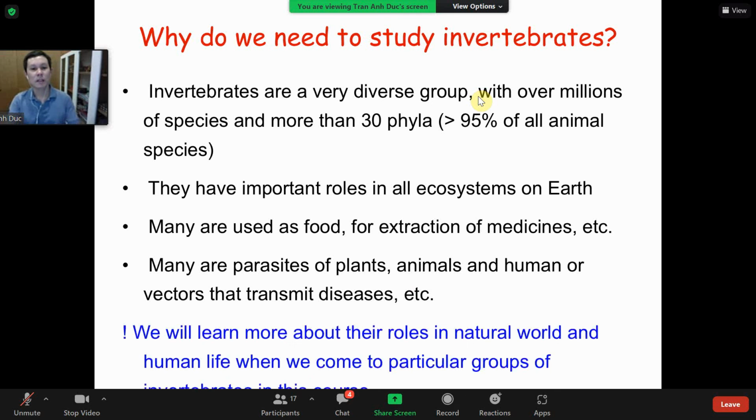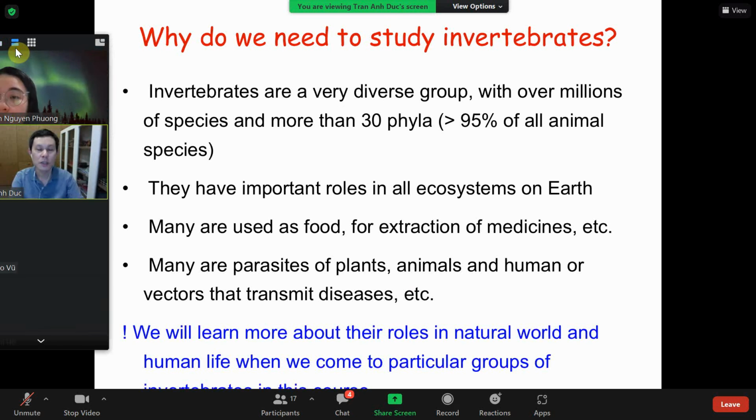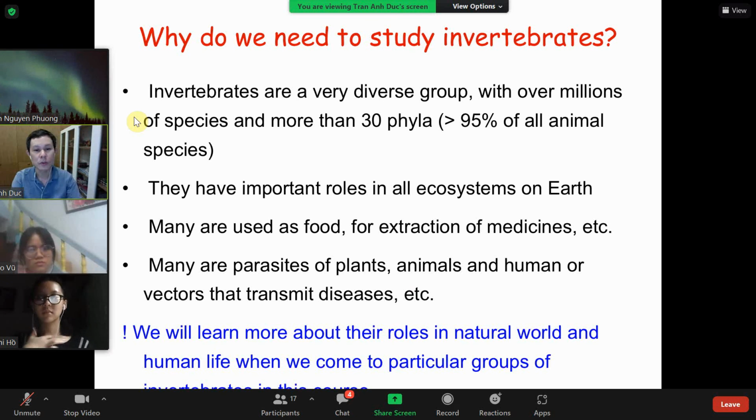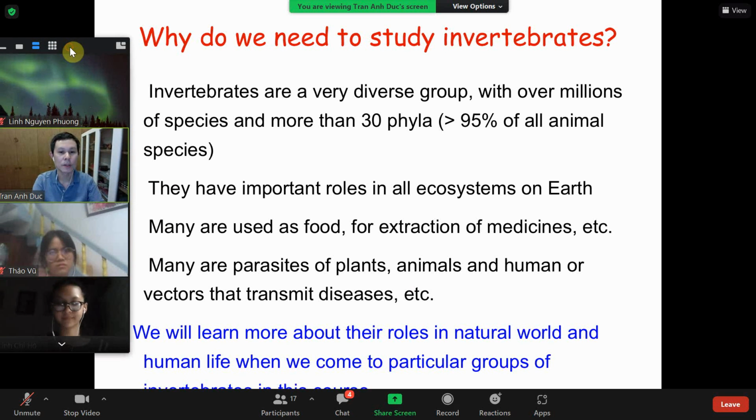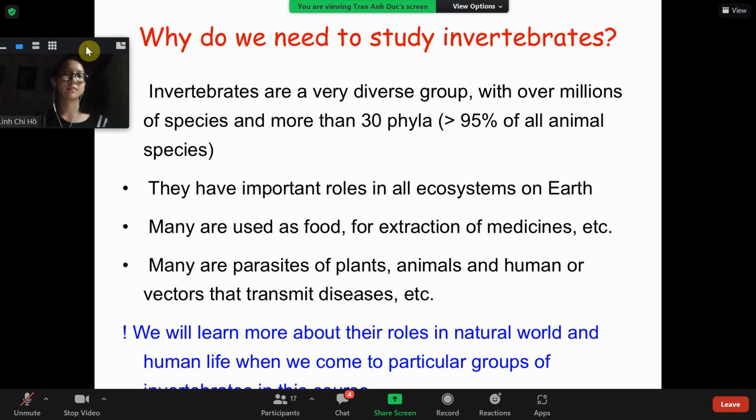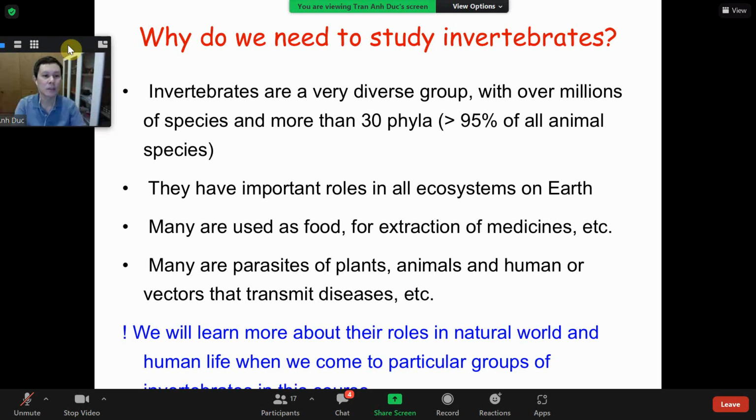And of course, this is the very big question. So along the way, when we study this course, invertebrates, when we come to different groups, we can slowly find the answers for this big question, for which group, what are the roles in the natural world, and also the roles to our life. So slowly we learn about the importance of invertebrates in every lesson. Okay?